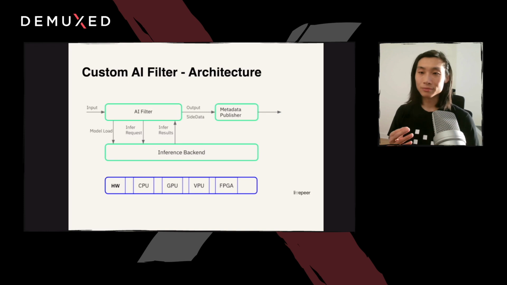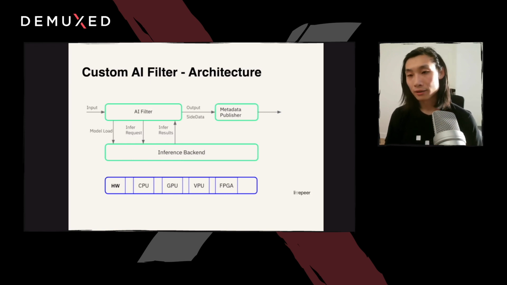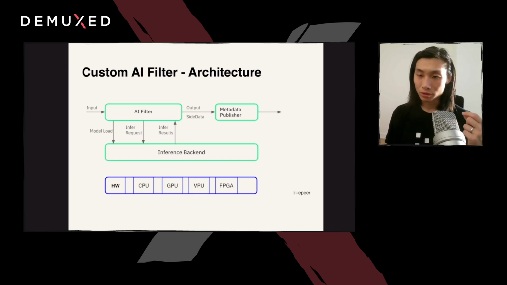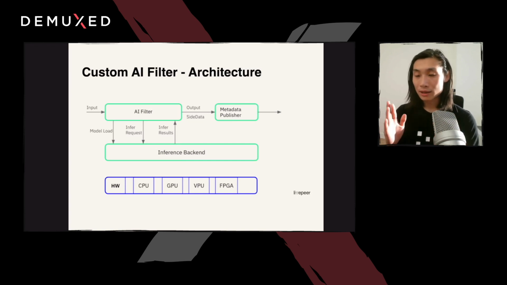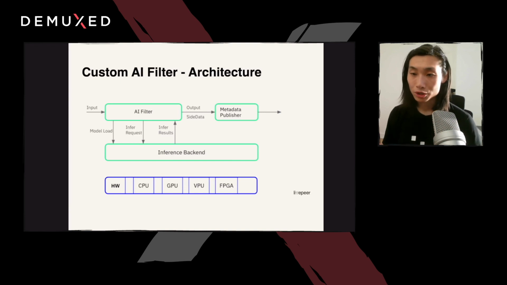So this is the architecture that we ended up with. We have an AI filter that takes in the input. That filter triggers the model to load in the inference backend. And once that model is loaded into the inference backend, we can send inference requests and get inference results back. And those inference results can be sent alongside of the raw video as side data into the metadata publisher that then gets pushed down to the filter graph.